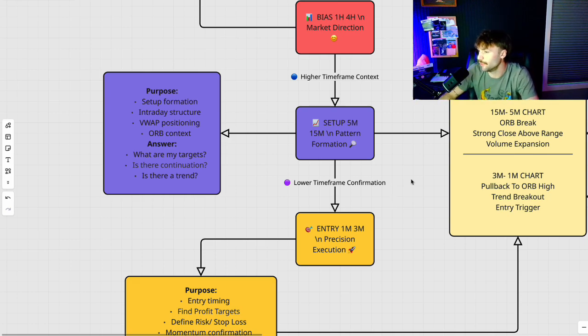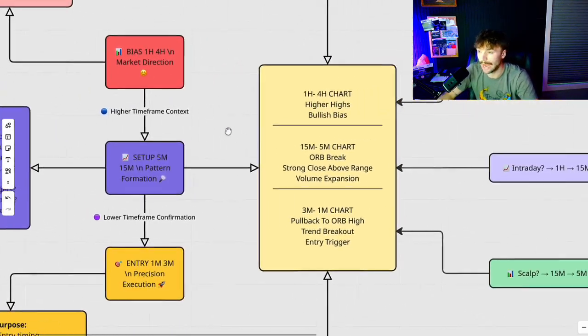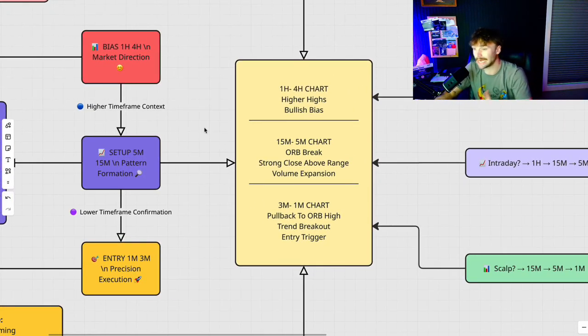Okay. Now, I do want to switch over and talk about how we actually do this, and how I do this. And I'll show you guys, of course, examples on the charts in just a little bit. But for example, when I jump onto the charts in the morning, I establish my bias. I look at the 1 hour and the 4 hour charts. Are we making higher highs? Are we making higher lows?